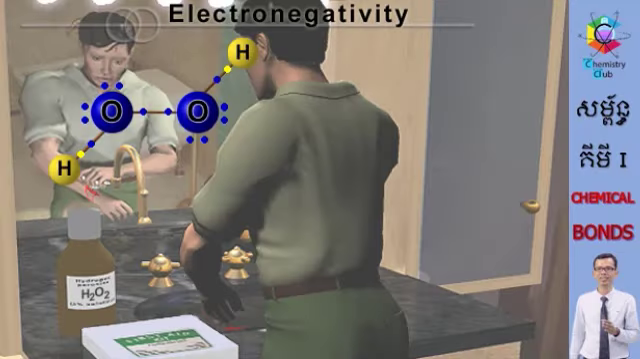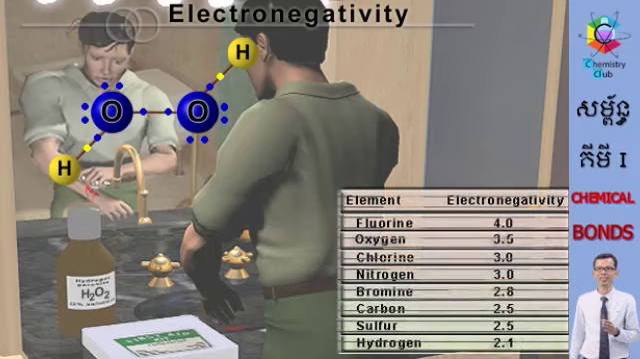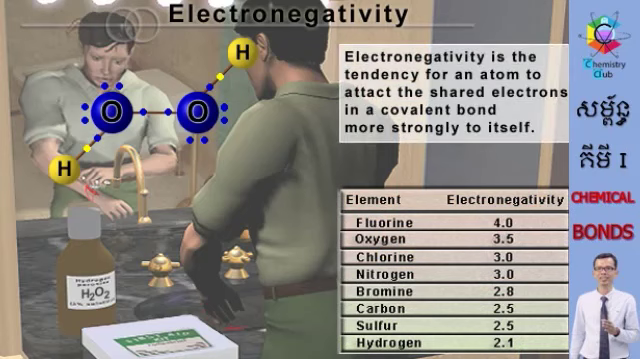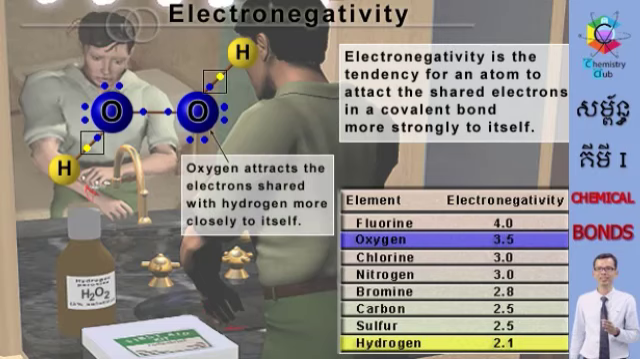Electrons are not always shared equally between atoms in a molecule because some atoms are more electron-greedy than others. That is, different atoms have different electronegativities. Electronegativity is the tendency for an atom to attract the shared electrons of a covalent bond more strongly to itself. This chart lists many elements and their electronegativities. Atoms with higher electronegativity values are more electron-greedy than those atoms with smaller values.